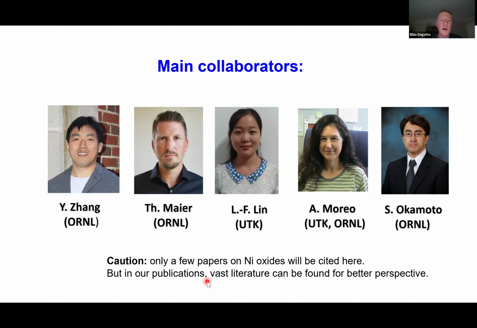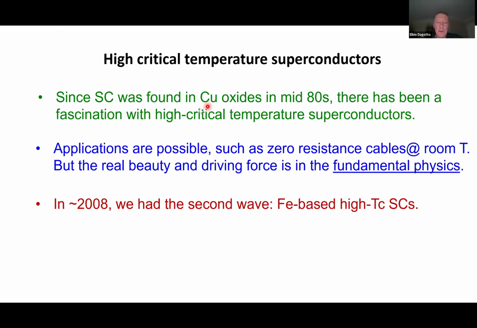Okay, so let's start with the physics. High critical temperature superconductors. Well, since superconductivity was found in the copper oxides in the mid-80s, clearly there has been a fascination with high critical temperature superconductivity in the community. Early on, we were selling the story as amazing applications. We were expressing that in the near future, we will have zero resistance cables at room temperature. Well, it turns out that more or less in the copper oxides, we are stuck at half the way between absolute zero and room temperature. We are at 150 Kelvin.